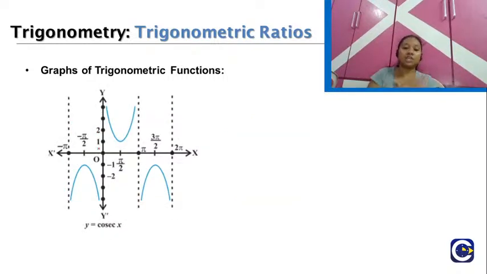So this is our last plot, cosecant. So y is equal to cosecant x. So this is our last function, the cosecant function. So let's see the points here.